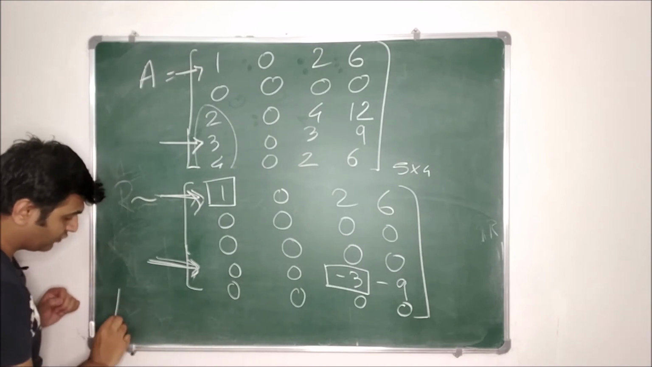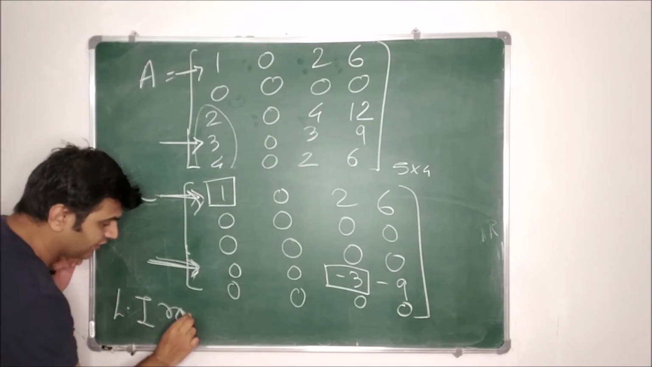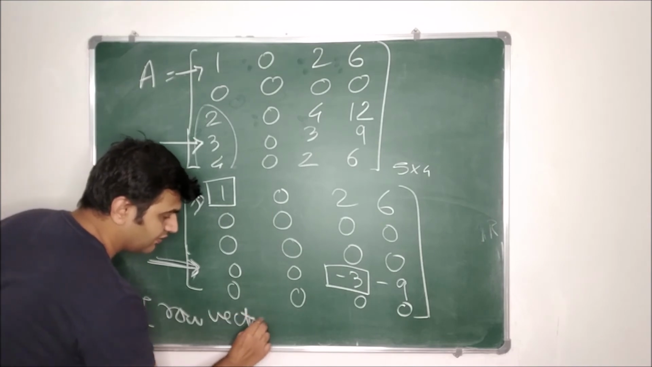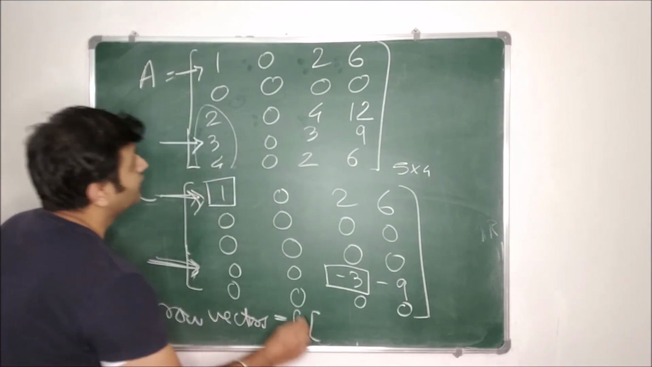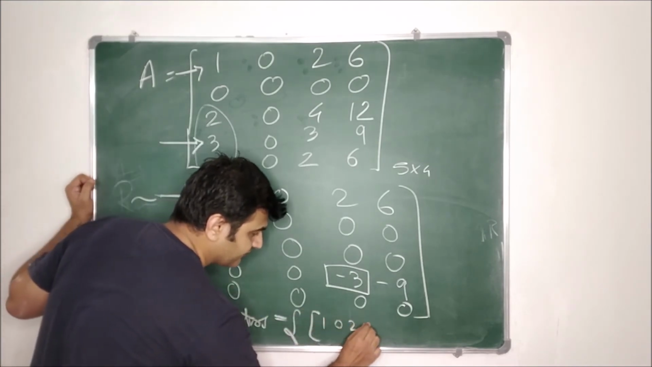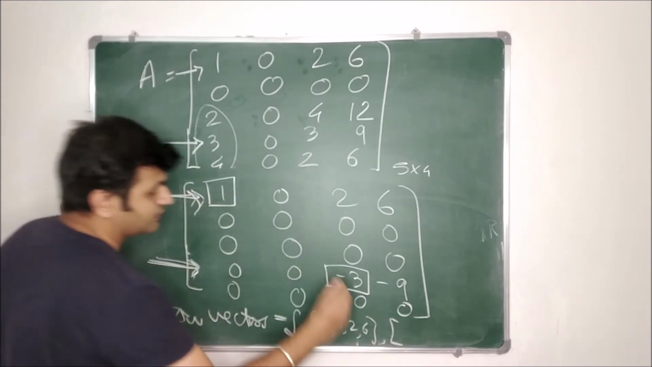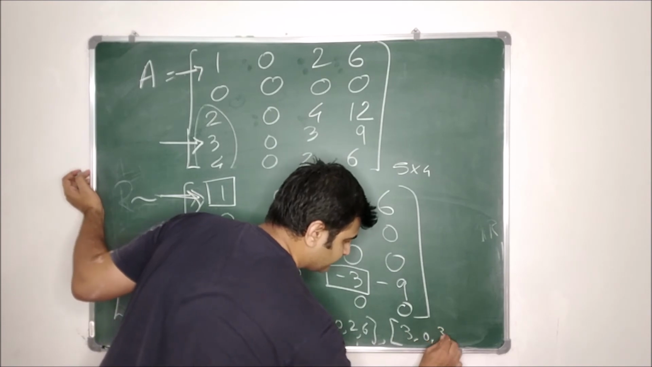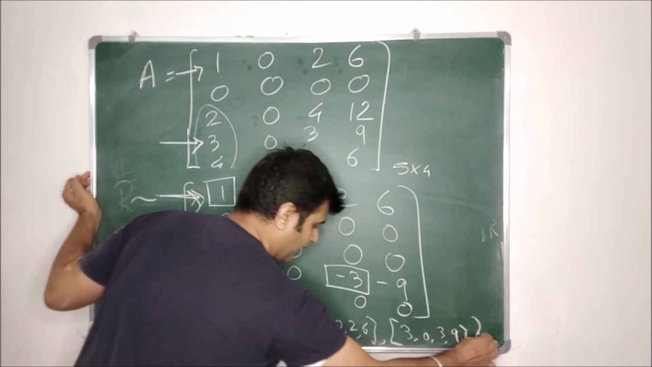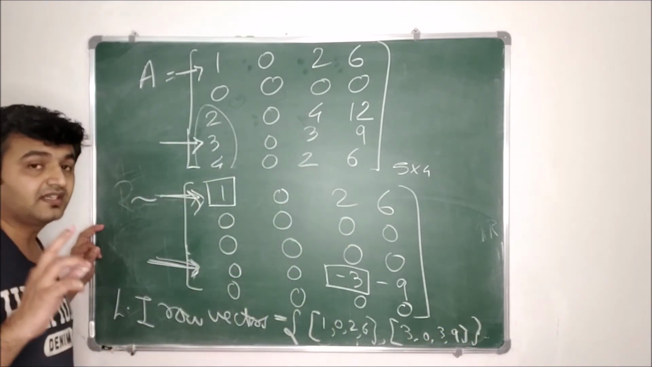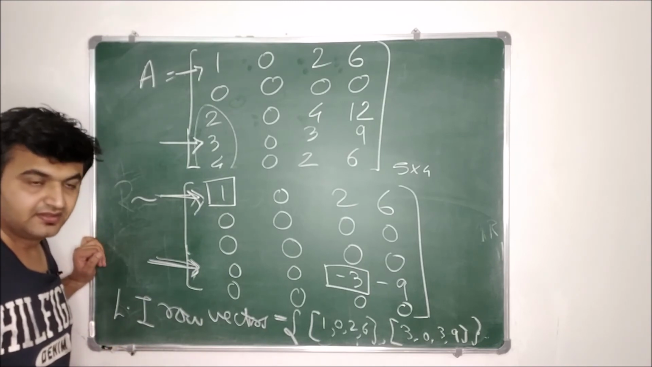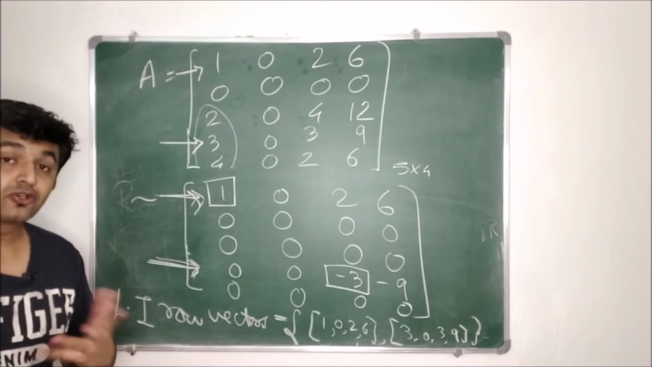Okay, so therefore the linearly independent row vectors are nothing but 1 0 2 6. That is the first vector. What is the second vector? 3 0 3 9. So these are the two row vectors which are linearly independent. Okay, and now one can ask, which are the column vectors?